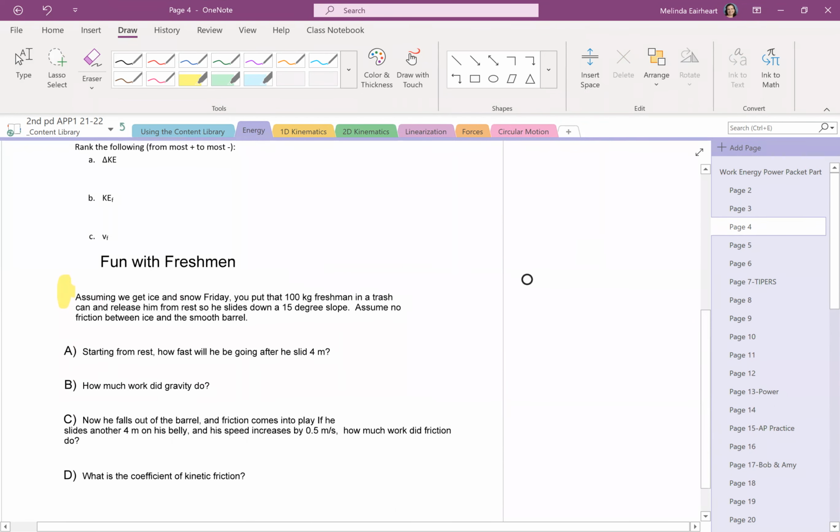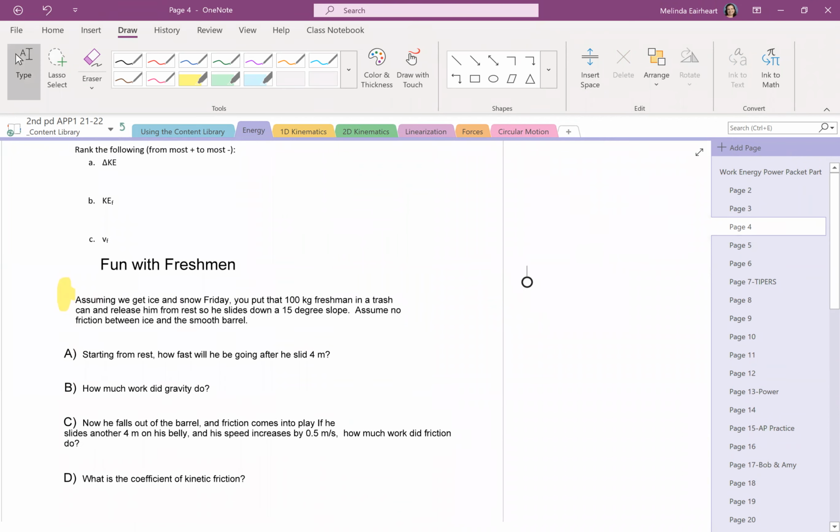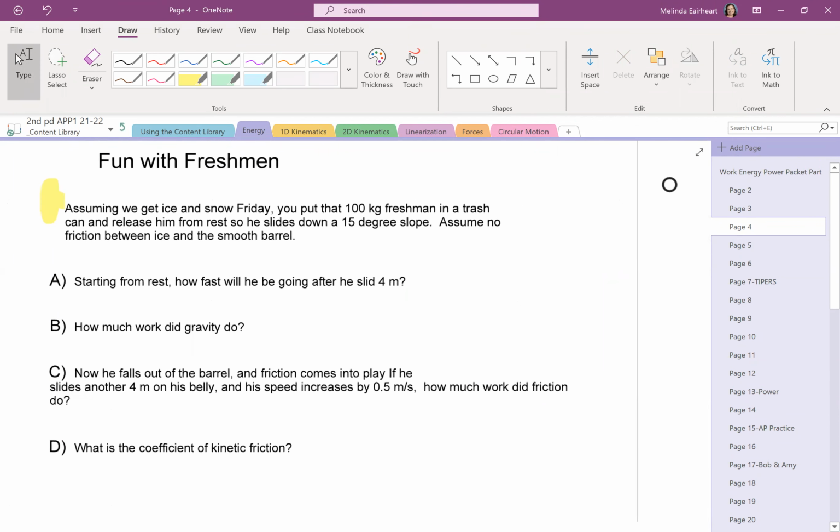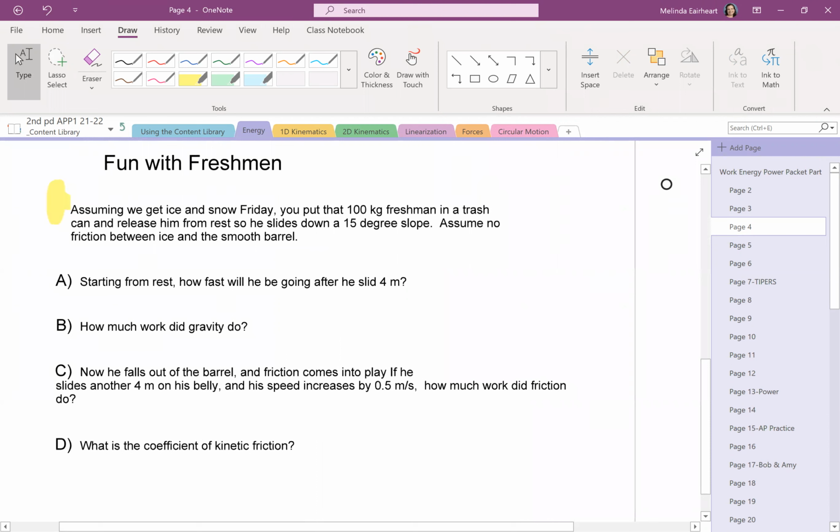Fun with freshmen. I didn't write this, but this is all in fun. Nobody gets hurt in physics land. There's no bullying or anything going on, right? Everything's nice on paper. So we'll do this one and go back up and do that other one.